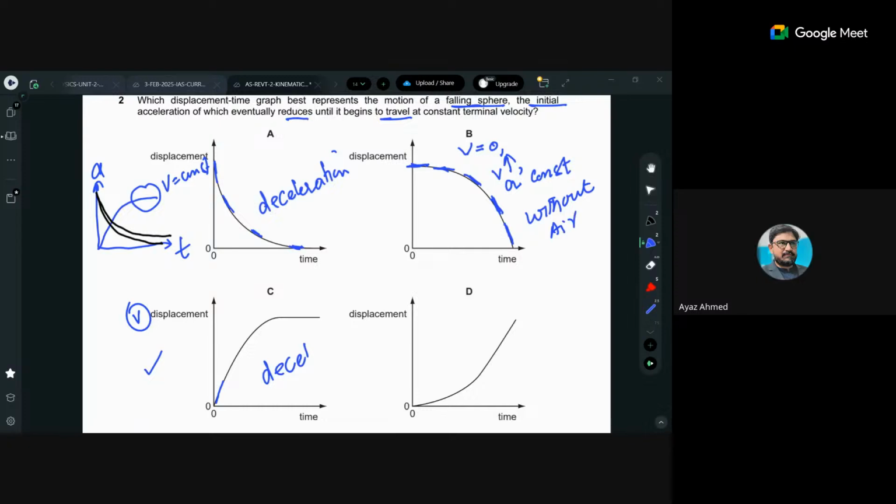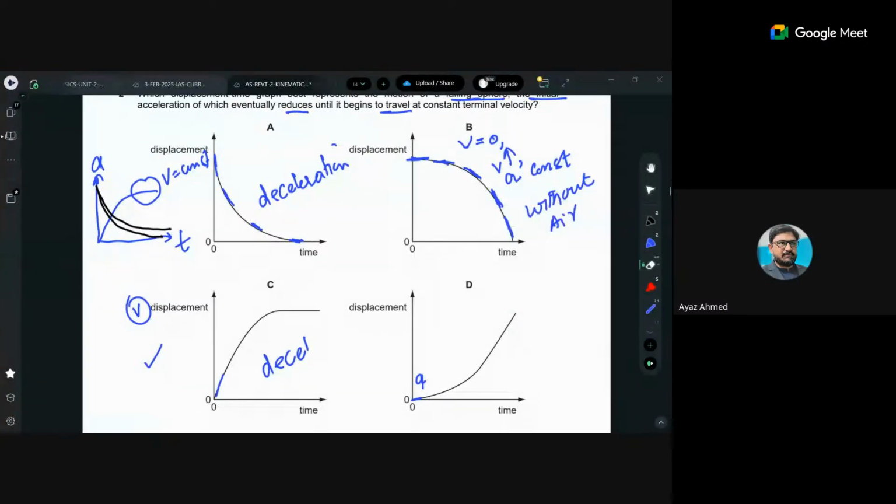Then what about D? In D, initially there is a constant gradient. It means the velocity has some constant value. Is it clear to all? Yes, sir. Okay, just it is not being erased. Yeah, just a second. Okay, yes.